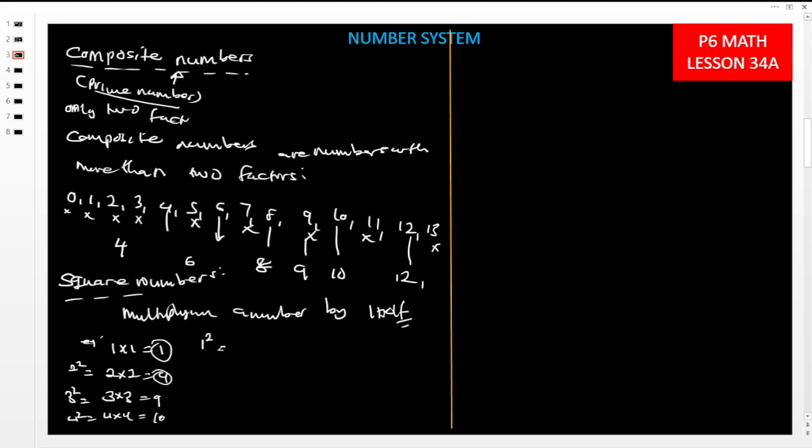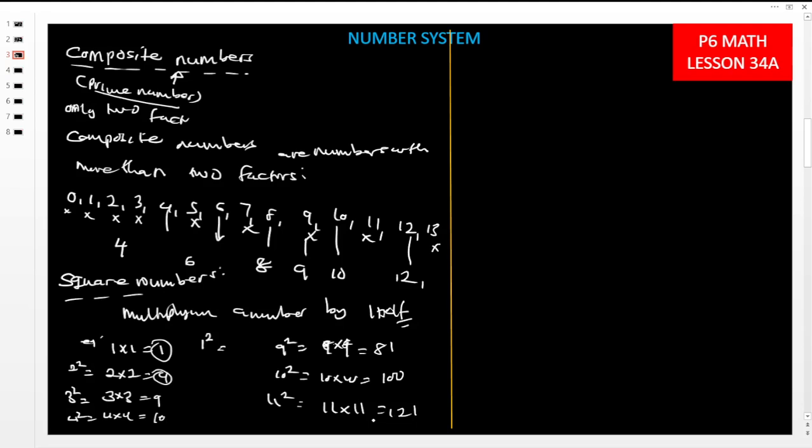which is 16. Then 9 squared, which means 9 times 9, giving us 81. Then 10 squared, which is 10 times 10, giving us 100. Then 11 squared, which means 11 times 11, giving us 121, and so on and so forth. Now those are square numbers.